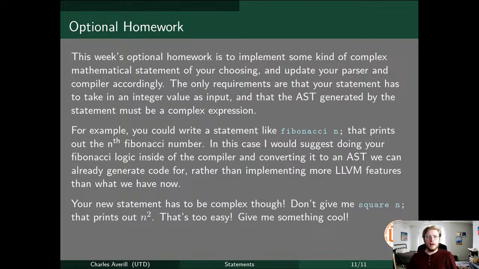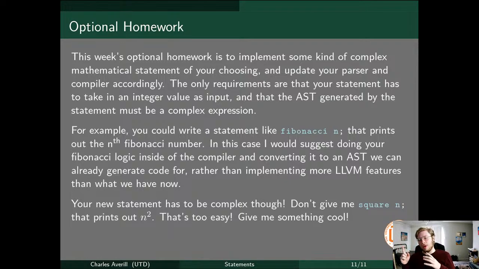And so let's talk about the optional homework. This week's optional homework is to implement just some kind of complex mathematical statement. And I want you to update your parser and compiler accordingly. The only requirements are that your statement has to take in an integer value as input, and that the AST generated by the statement must be a complex expression. So, for example, you could write a statement that computes Fibonacci. You give it an expression, semicolon, and that would print out, for example, the nth Fibonacci number. I would suggest in that case that you do your Fibonacci logic inside of the compiler. So you would generate that n into an AST that reflects the math behind computing Fibonacci numbers.